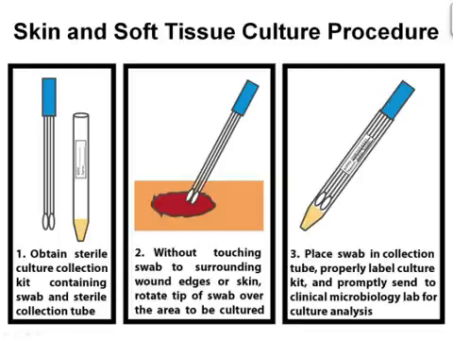A wound that is red, painful, swollen, and draining pus is probably infected, and a skin and soft tissue culture should be performed. The procedure is outlined here. Firstly, the sterile culture collection kit must be obtained. This kit typically contains a swab and a sterile collection tube. Secondly, the swab is rotated over the middle area of the wound carefully so as to avoid contact with the surrounding edges. This will minimize possible contamination caused by normal skin flora. Lastly, the swab is placed in the collection tube, labeled, and promptly sent to the clinical microbiology laboratory where the specimen will be spread over agar and incubated.